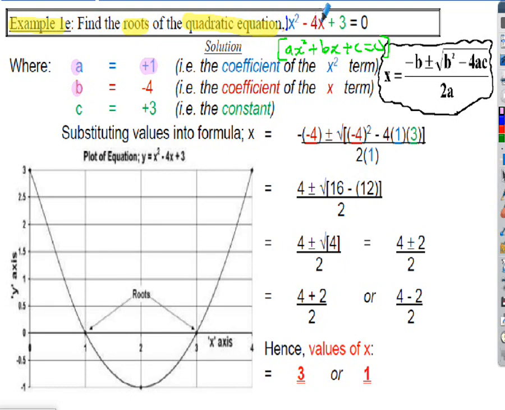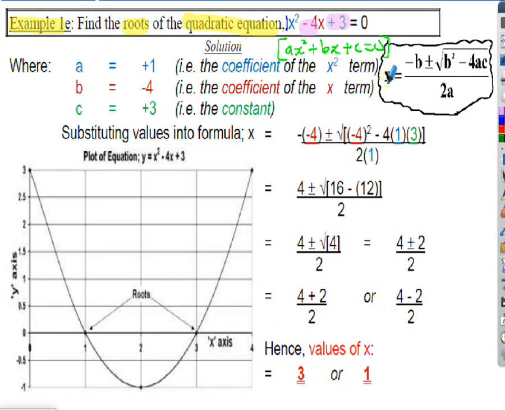My b value in this case is negative 4. Be careful you take the negative with you. And my c value is positive 3. So we're simply reading off the a, b and c from the equation that's in the format of ax squared plus bx plus c equals 0. All we do now is put those values into the formula.